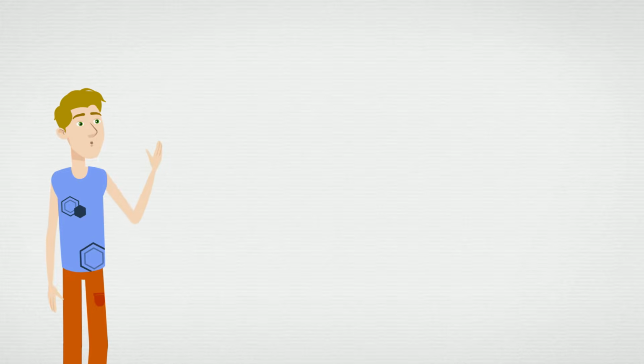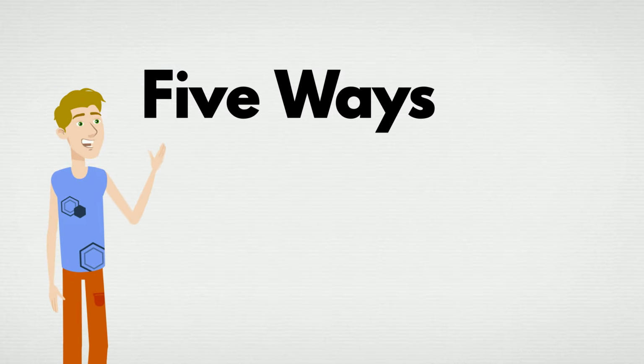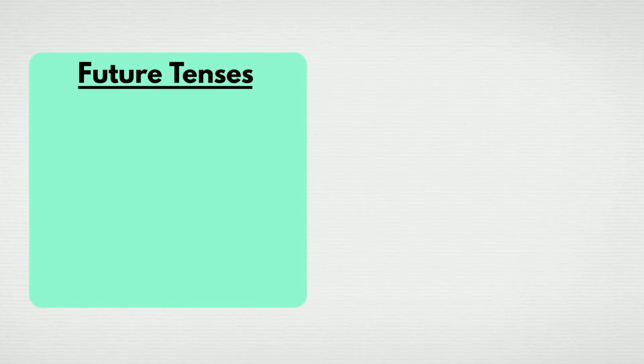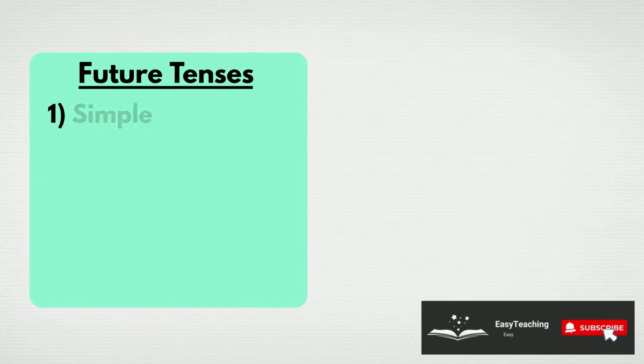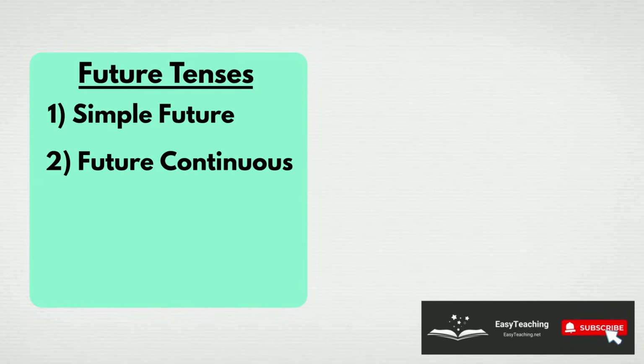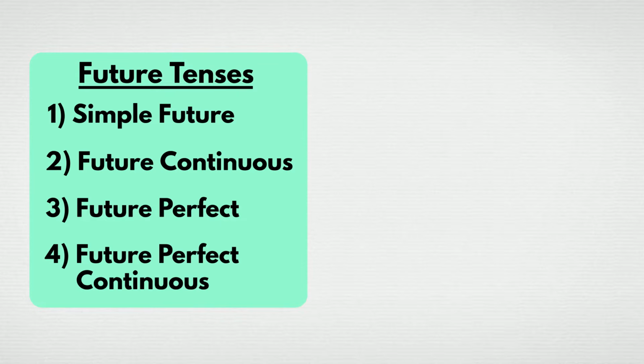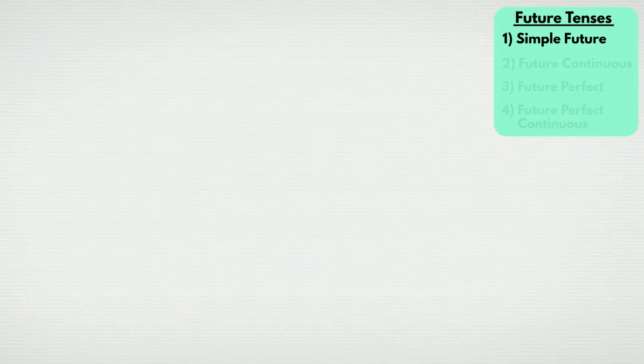In this video, we're going to look at 5 ways to talk about the future. There are 4 future tenses we can use: simple future, future continuous, future perfect, or future perfect continuous. We will start with simple future.